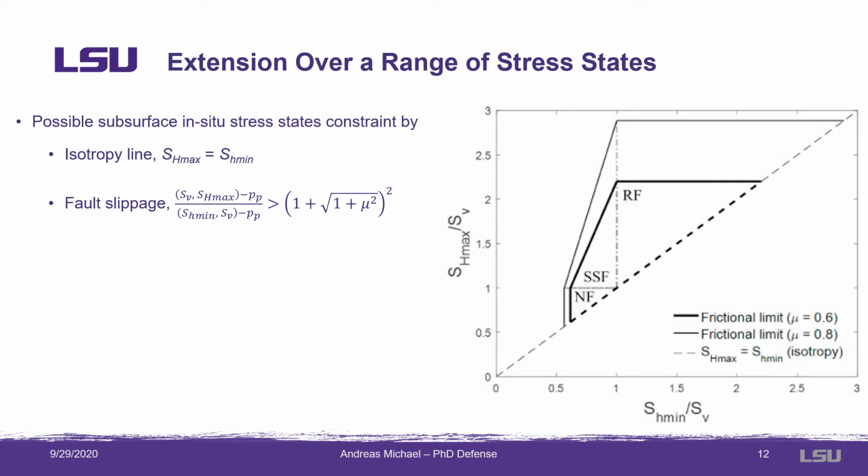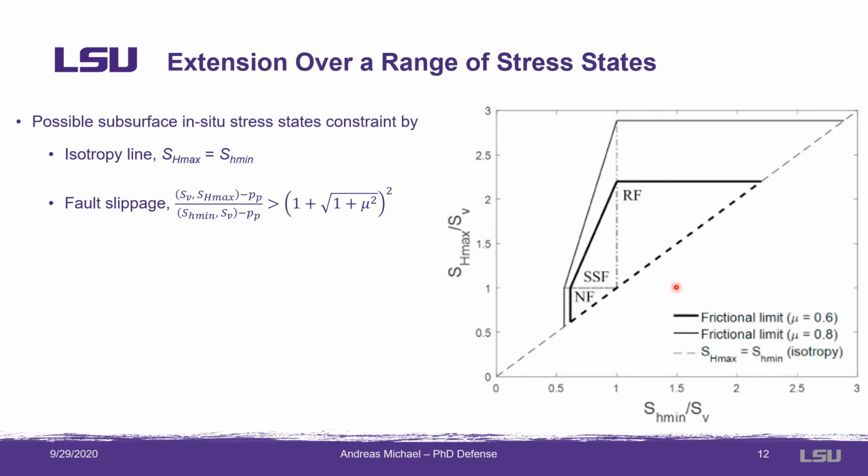Hence, here we have the extension attempt for this semi-analytical modeling approach over a range of stress states. We're trying to see if this is applicable over a range of stress states. To do this, we use an allowable stress state diagram. This indicates the range of stress states that are stable in the Earth's subsurface. We have SH max normalized by SV on the y-axis and SH mean normalized by SV on the x-axis.